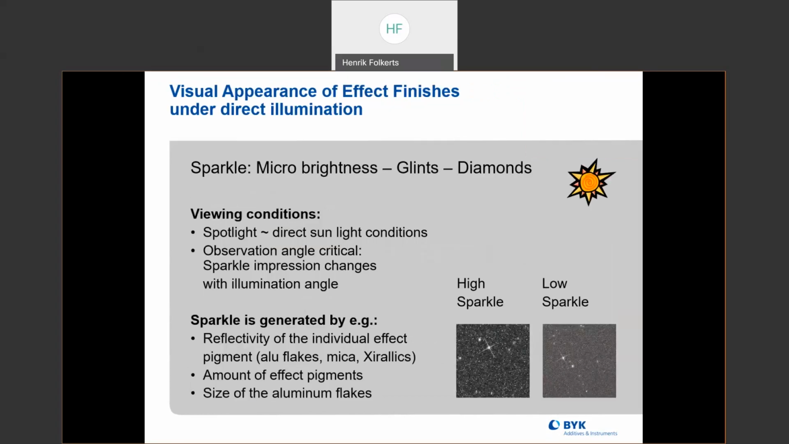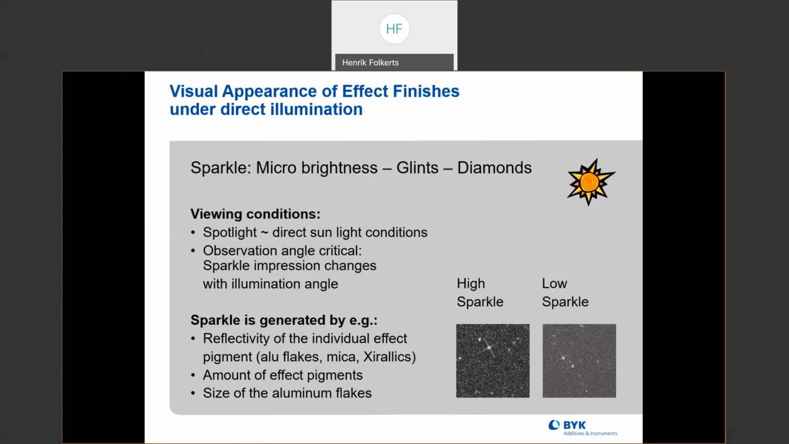So a few things around sparkle. We know that there's different terminologies that are used out there. Sometimes people talk about micro brightness or diamonds or glints, but primarily sparkle is the primary term that is used. We also know that it's angle dependent. So when you're viewing a particular color, you have to pay attention to where the illumination is and where you're viewing it. We also know that the type of pigment will affect how much sparkle you get.